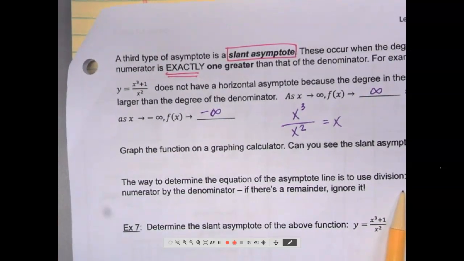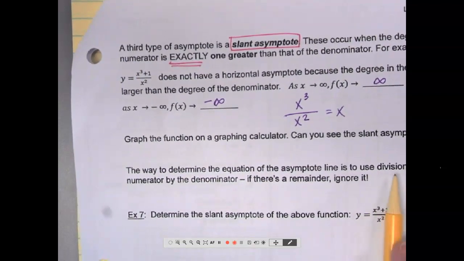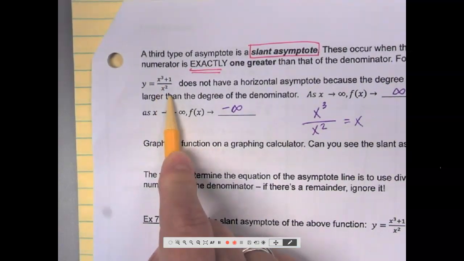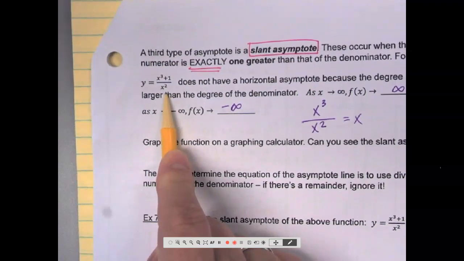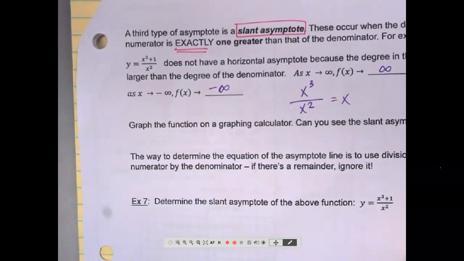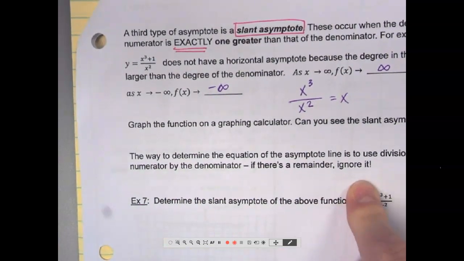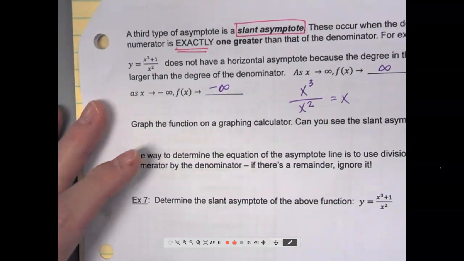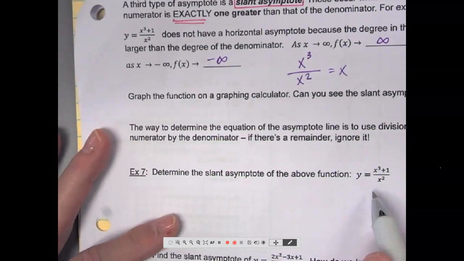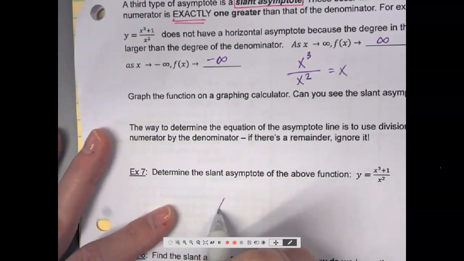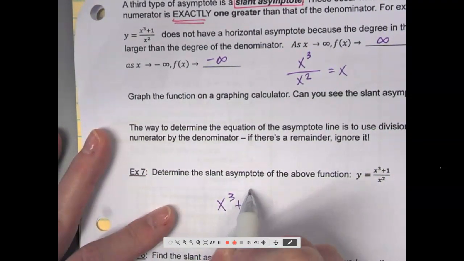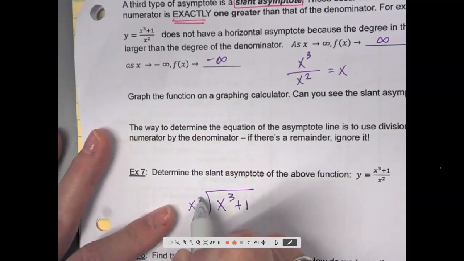So long division. Synthetic, if that's a possibility, but it's generally going to be long division. If I'm dividing this by this and I'm dividing by x squared, I have to use long division there. Okay, so we're going to divide the numerator by the denominator. If there's a remainder, we'll ignore it, and I'll show you why in just a sec. Okay, so let's find the slant asymptote. So I'm going to take x cubed plus 1 and divide it by x squared.